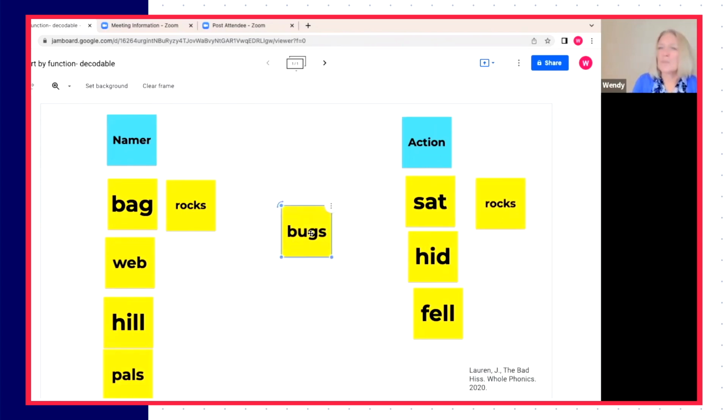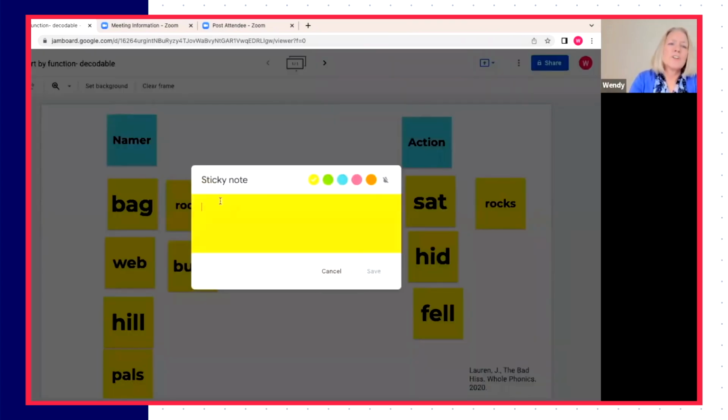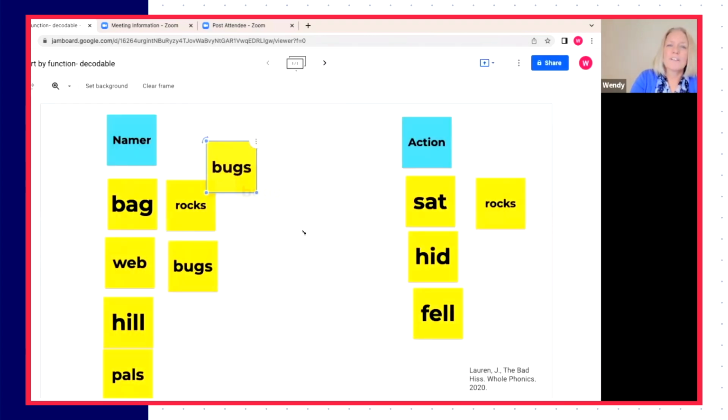Some students would read that word and decide that we're talking about the insects. So we would slide it under the namer column. But another student might say, hey, wait a minute, my sister bugs me or annoys me all the time, bothers me. So do have a Post-it note ready to type in or write in the bugs, and celebrate that your students know that bugs could have more than one meaning.